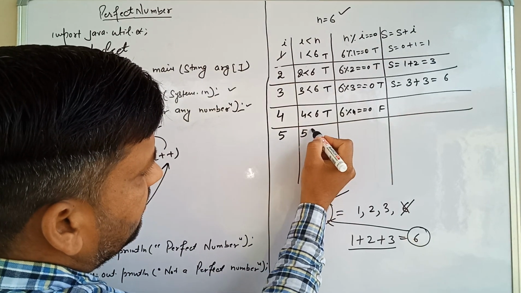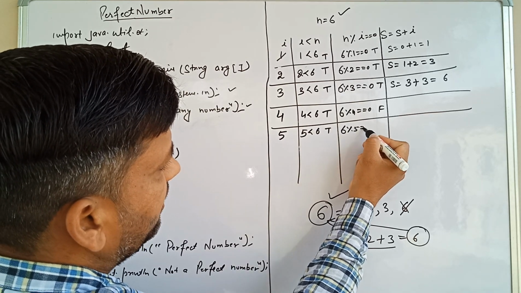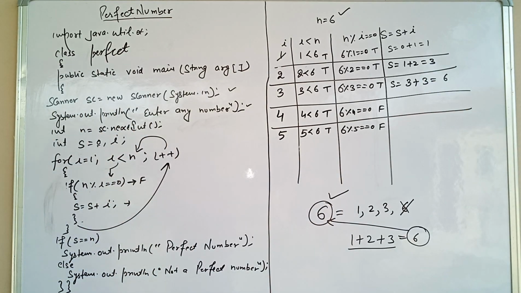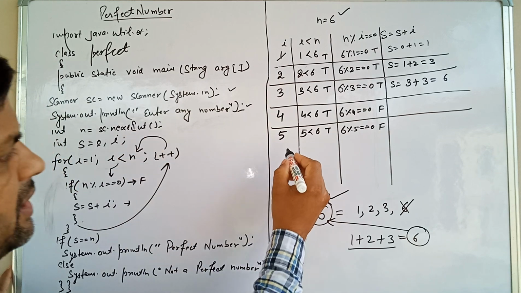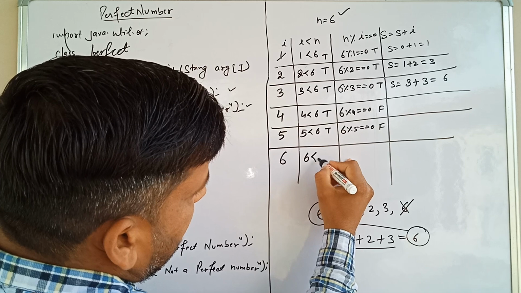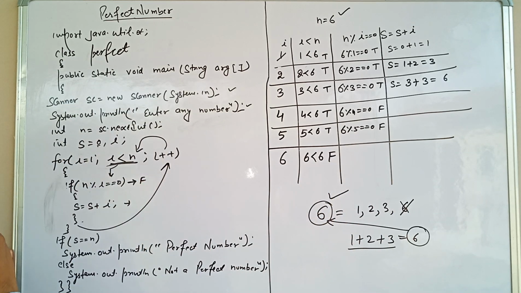Now 5 less than 6, condition true. 6 mod 5 is not equal to 0, condition false. If this condition is false, the same process is repeated. This s equal to s plus i will not be evaluated. Now again i will be updated. i will become 6. Now 6 less than 6, condition false. Now you will get false over here.